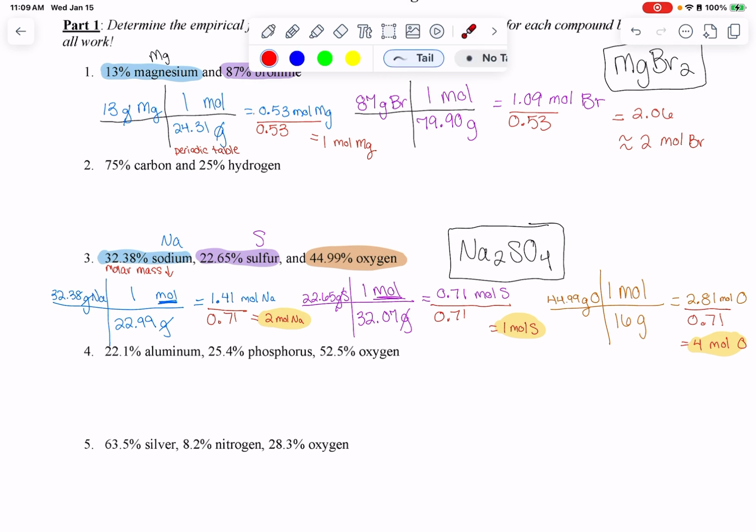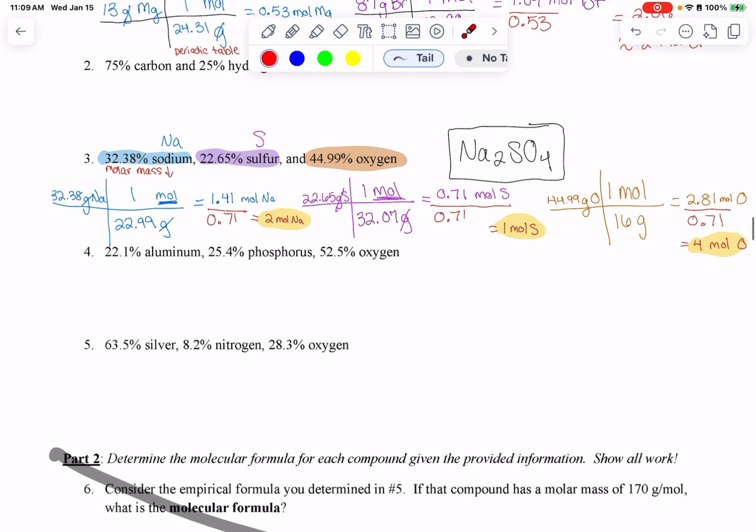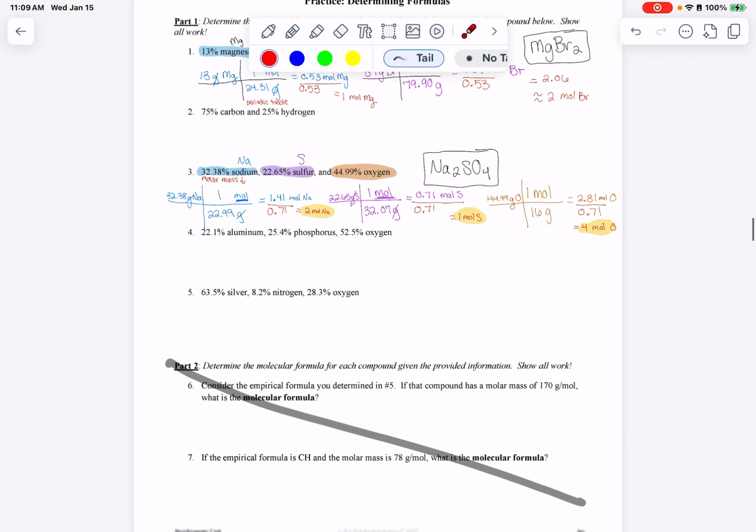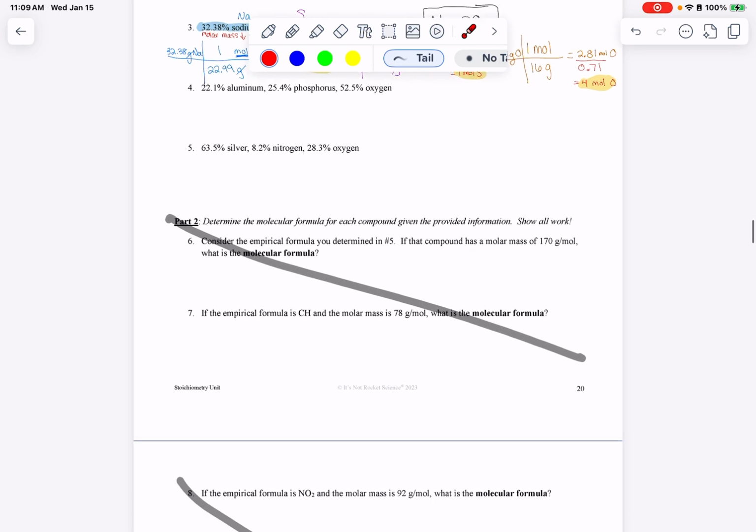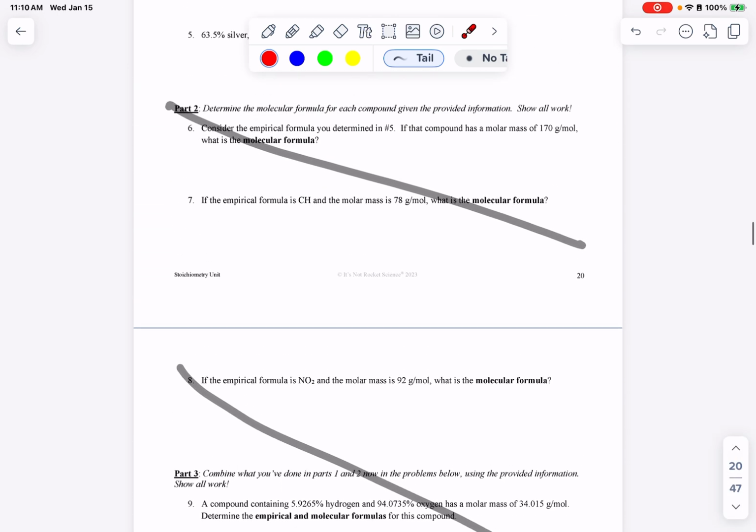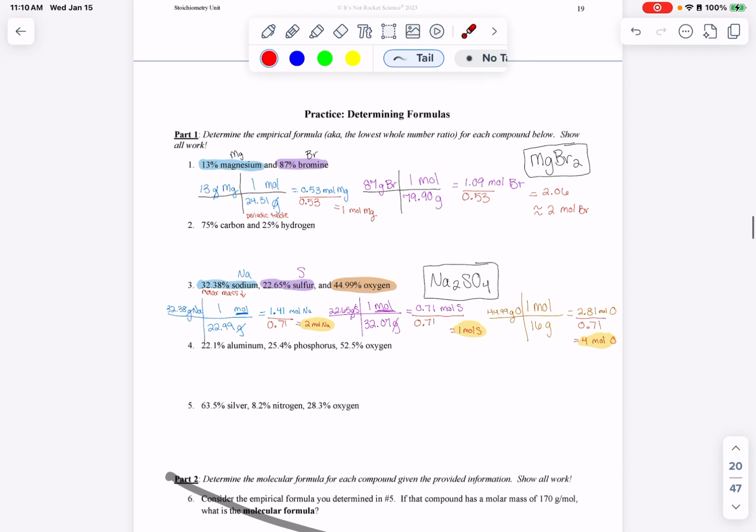Now you can look at number 1 to help you on number 2, because there's 2 elements. And you can look at number 3 to help you on these 2. Also, I am not going to teach y'all part 2 or the back page, so if you would like to cross those out, go ahead.